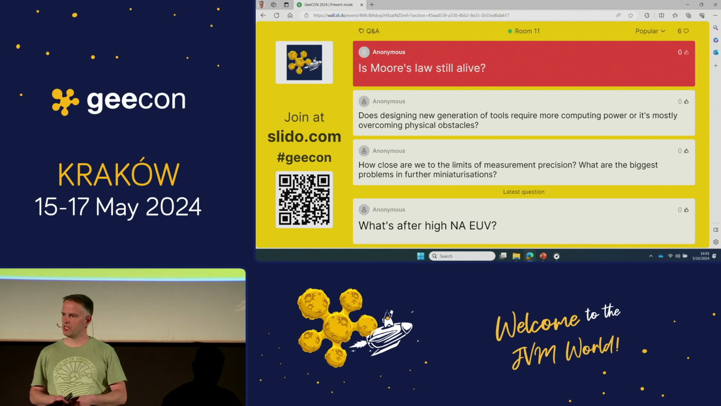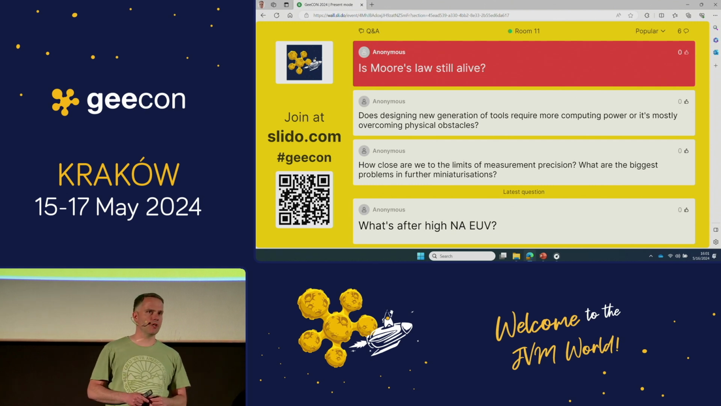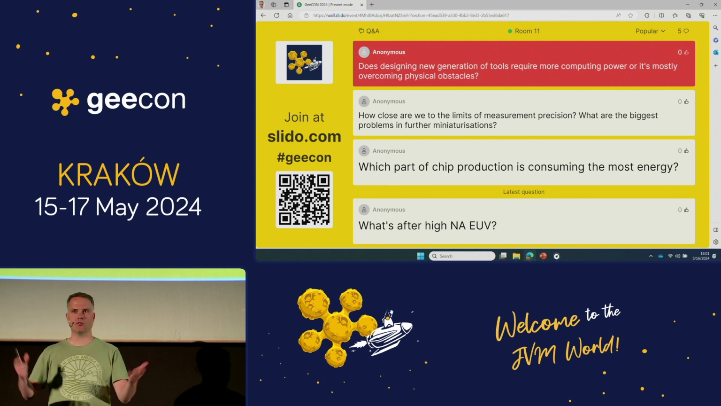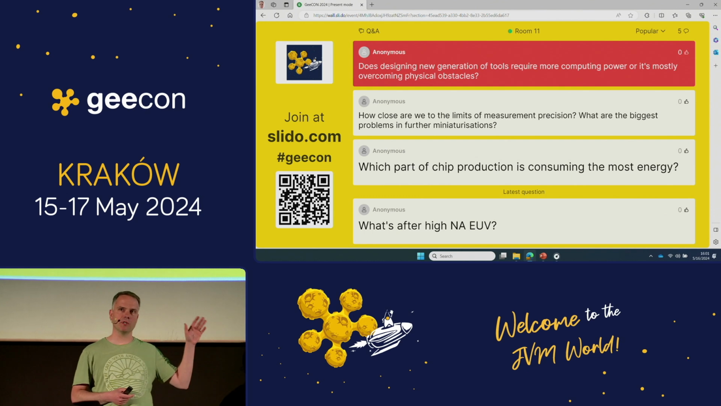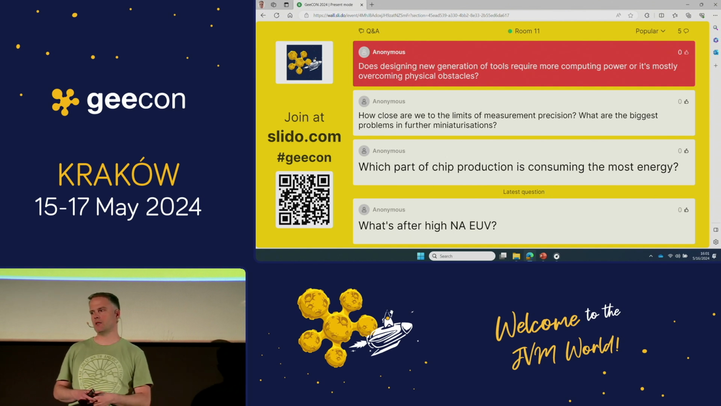Does designing new generation of tools require more computing power, or is it mostly overcoming physical obstacles? Yeah, I think the main things are physical obstacles, like we need those bigger mirrors, we need better lasers, to print smaller details. But also, like I mentioned, software is becoming more and more important. So we measure more and more, so we also need more and more compute power. So I think both are going farther and farther.